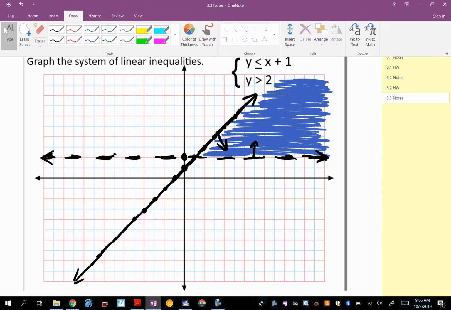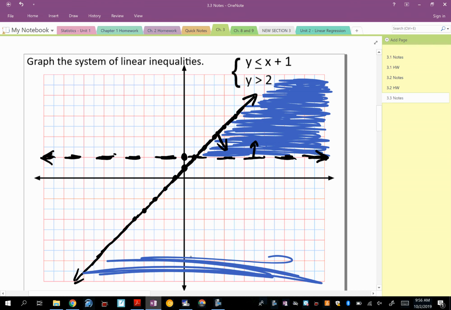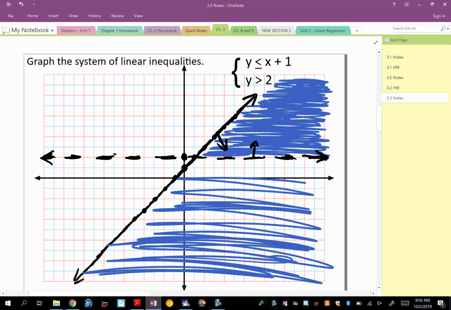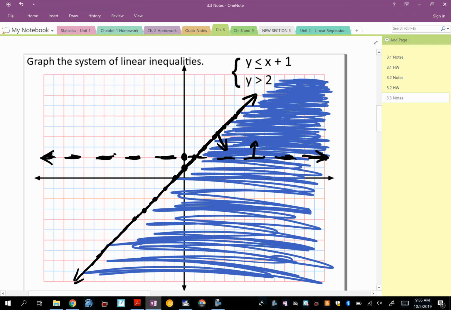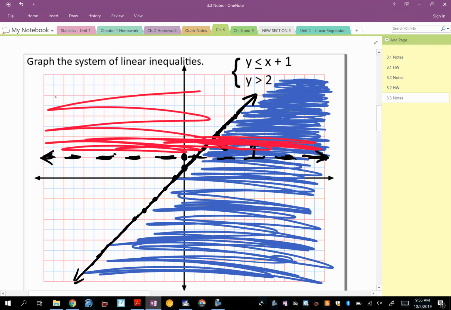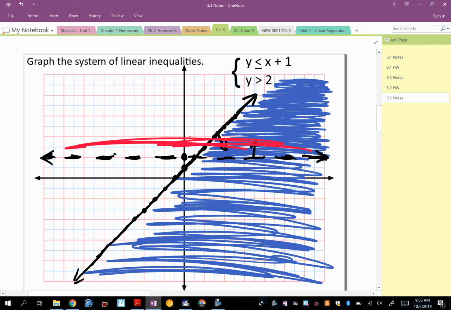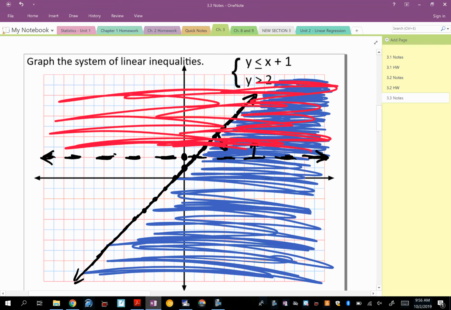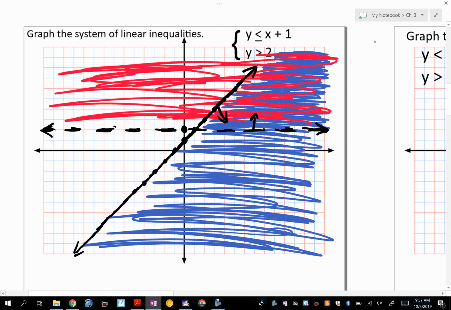So 2 colors. I'll use blue for this one. Okay, so there's my first color. Then let's use red for this one. Do you see where the blue and the red both are? That's my solution area. So any points in that area where they overlap would make my system true. Now again, my preference is to do what I showed you, where I don't shade until the end. That's my preference.